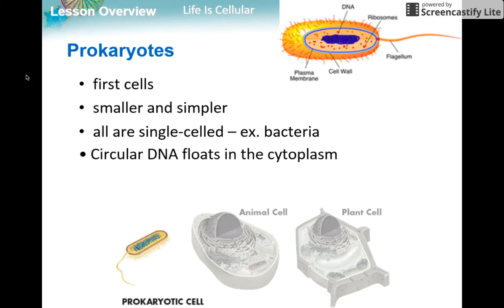So they're always single-celled because they're so simple. They don't have the ability to create multi-celled organisms because they're so simple. And again, they're circular DNA, so we have chromosomes in those little X shapes. Bacteria have circular DNA that kind of floats out in the cytoplasm.